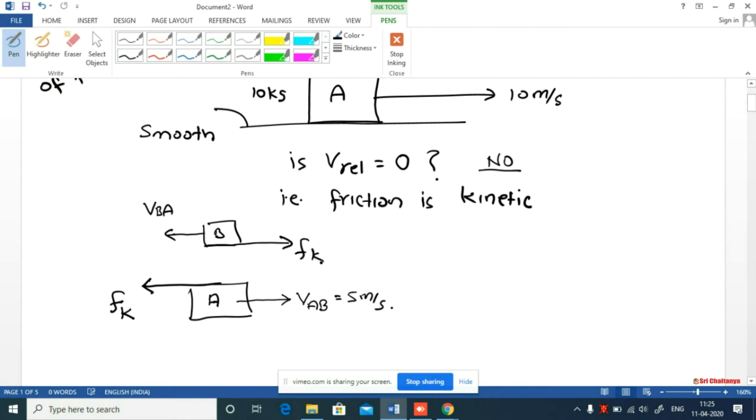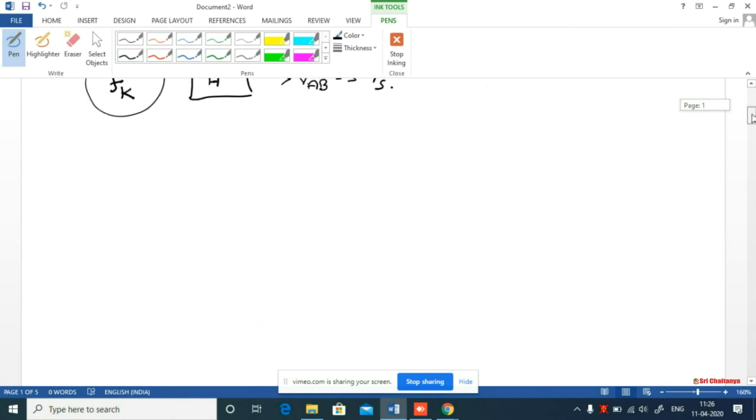This is Fk. Notice that these two frictions are action reaction pairs, so obviously they will be equal and opposite. And in this case, it's kinetic friction, which is a constant force. So if mu k is known and you can find n, then Fk would simply be equal to mu k into n. So let's move to the second part of the same example.